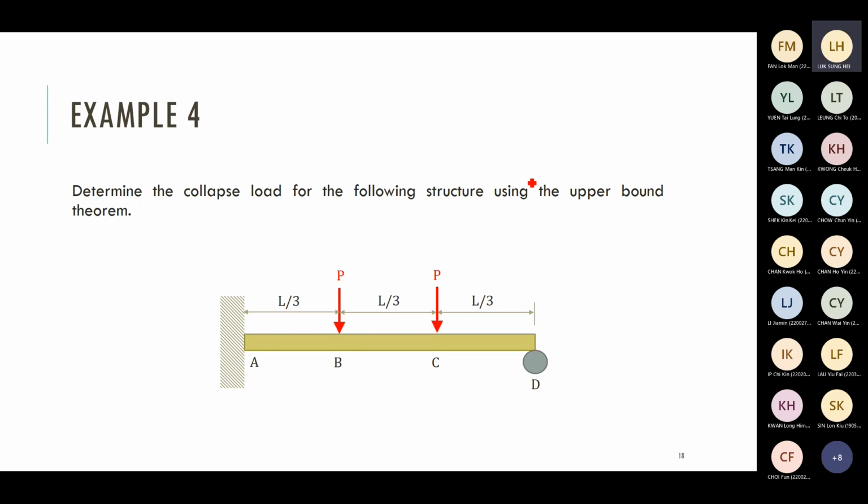When you want to use upper bound figure, you need to estimate the collapse mechanism. That means you have to find out the position of the plastic hinges. Maybe I give you 1 minute, you can think about the collapse mechanism. Where are the positions of the plastic hinges and how many?